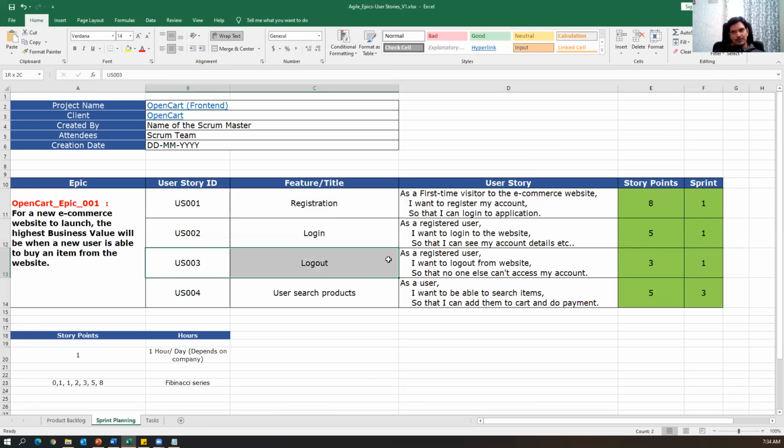And logout is also one of the user stories, with 3 story points, planned for sprint 1. After adding these stories, the hours or story points we specify should be exactly enough for the particular sprint, because a sprint is only 2 to 4 weeks long. During that time we should be able to accommodate these stories. We should be able to develop the stories, test the stories, and if there are any bug fixes, test those bug fixes.